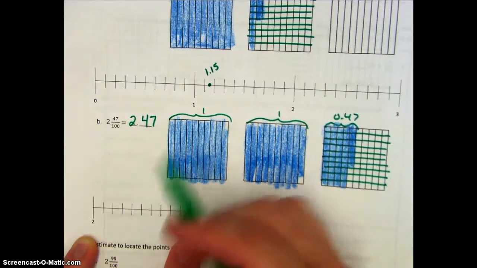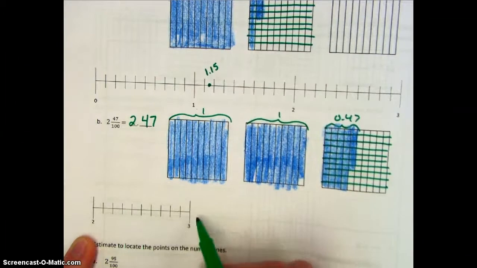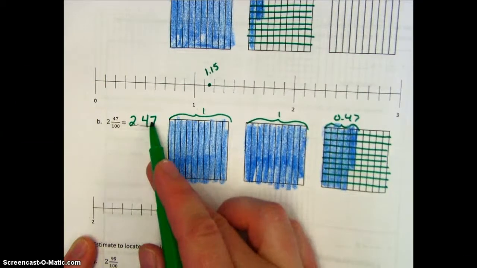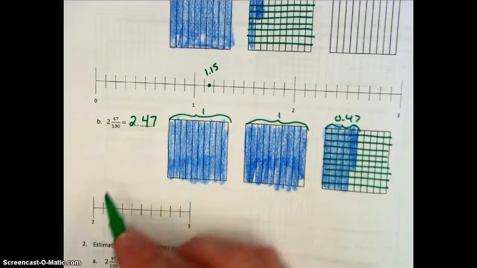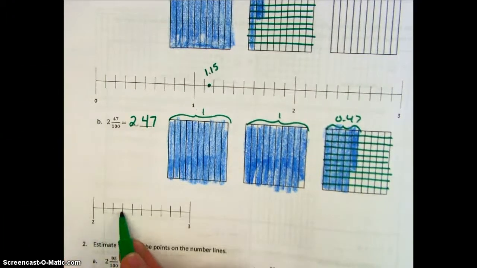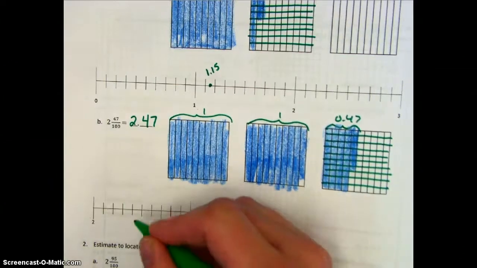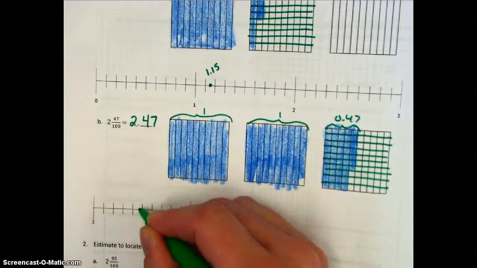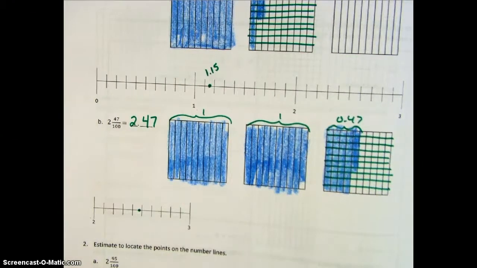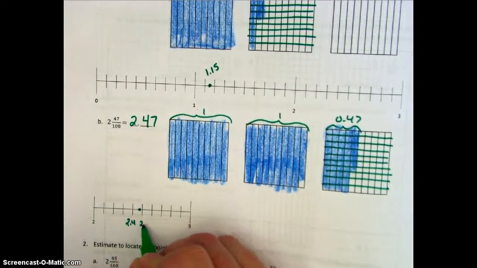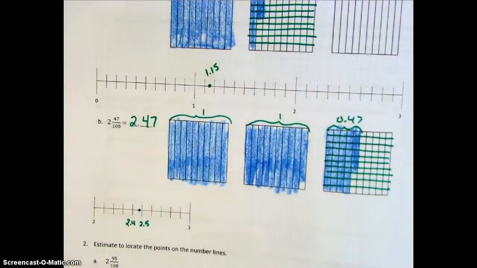So again, this is labeled as tenths. And we know we have 4 in the tenths place, but we have a little bit more than that because we have 7 more hundredths. So what I'm going to do is count to get to 2 and 4 tenths. Now my 47 hundredths is almost 50 hundredths. So when I go to label my point, I'm going to put it at almost 2 and 5 tenths. Okay, so you can see there's our 2 and 4 tenths, 2 and 5 tenths.